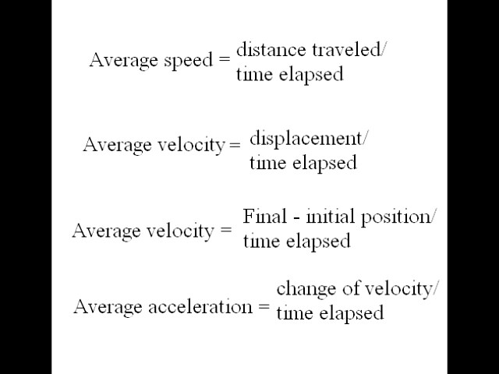The average speed equals the distance traveled divided by the time elapsed. Velocity equals displacement divided by time elapsed. Average velocity equals final minus initial position divided by time elapsed. Average acceleration equals change of velocity divided by time elapsed. Please note that speed refers to how far an object travels in a given time interval, while velocity, on the other hand, is used to signify both the magnitude of how far an object is moving and also the direction in which the object is moving.